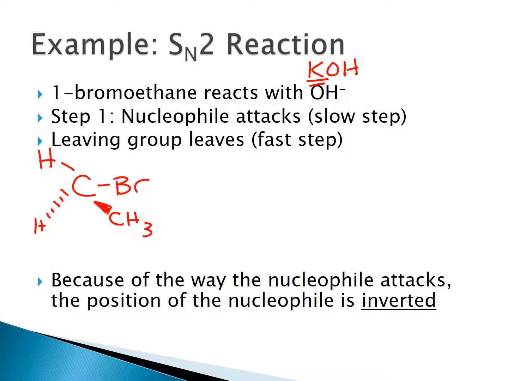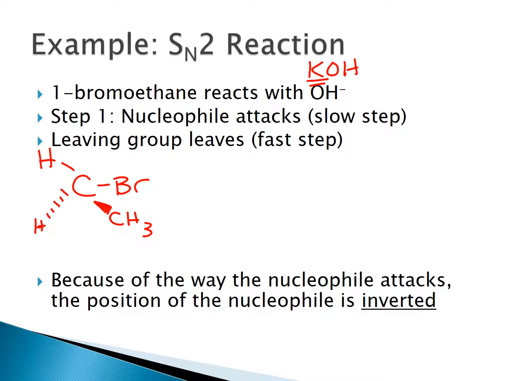Now, you notice that when I draw 1-bromoethane I'm using the wedges and hash marks to show the geometry. So remember that the solid wedge means that that methyl group is coming out of the plane of the board, and this hash mark around the hydrogen shows that it's going backwards. Okay? And it's important that we show the stereochemistry in this particular case because something interesting is going to happen in an SN2 reaction that doesn't happen in an SN1.